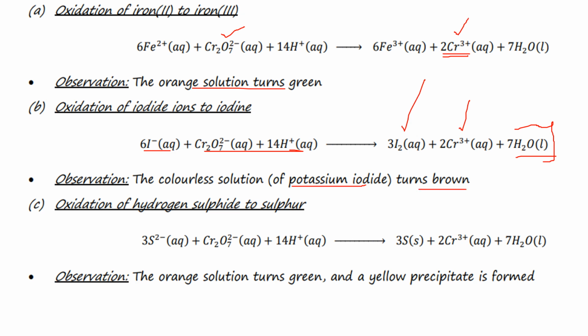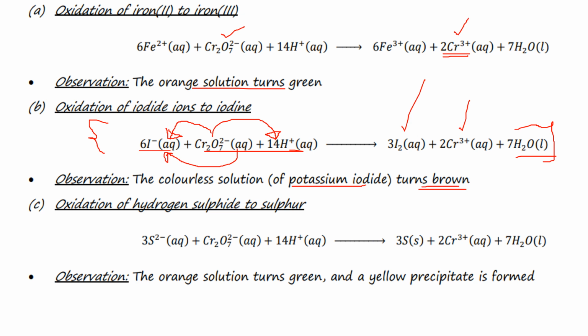We say that the solution turns brown because when you're carrying out this experiment, we add acidified dichromate to a solution of potassium iodide. That means the observation that we give must be of the potassium iodide, not of what we are adding. I hope that is very clear. We are adding acidified dichromate to the potassium iodide solution, and therefore the observation must be strictly for potassium iodide. So we say that the colorless solution of potassium iodide turns to brown.